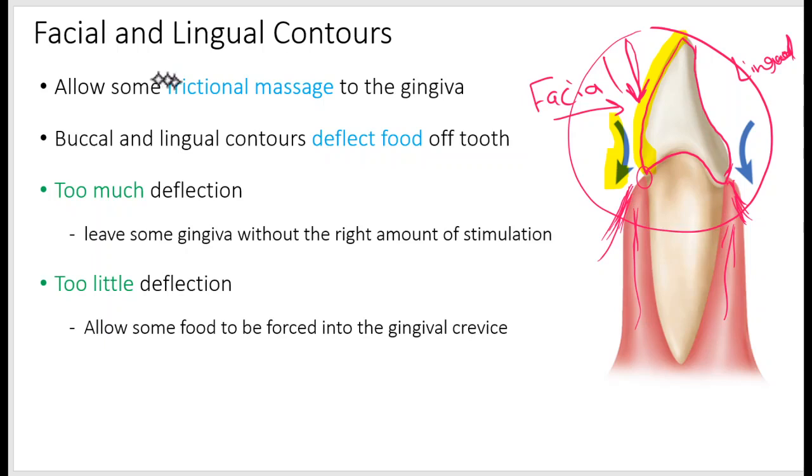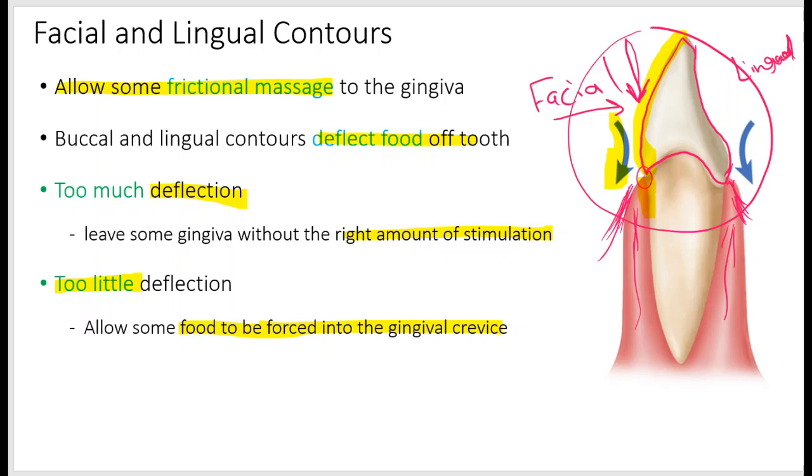So you can see, allow some frictional massage to the teeth, to the gum. It helps deflect the food off the tooth. If there is too much deflection, as you'll see in the next picture, this would leave the gum without the right amount of stimulation, and the gum would have disease. If it was too little deflection, then that will be actually forcing the food to go inside of the gum.